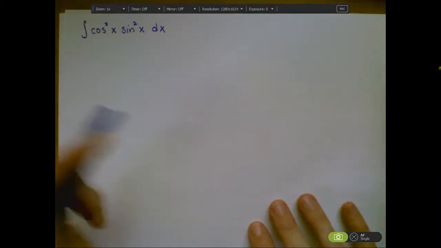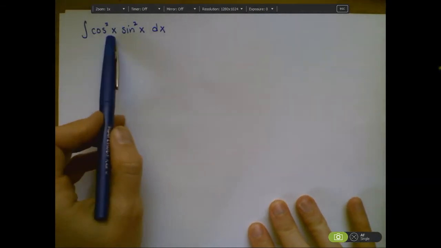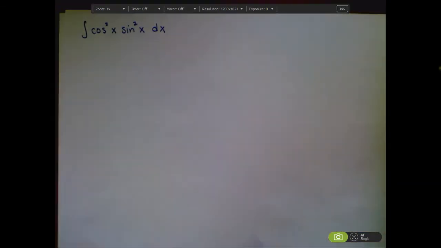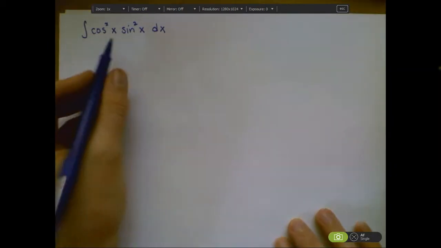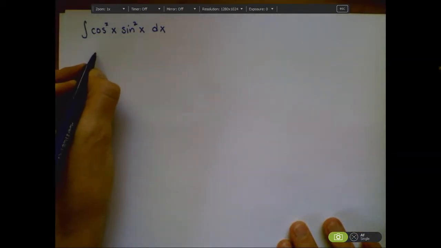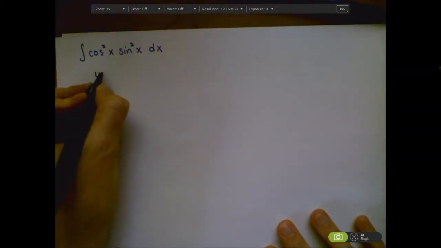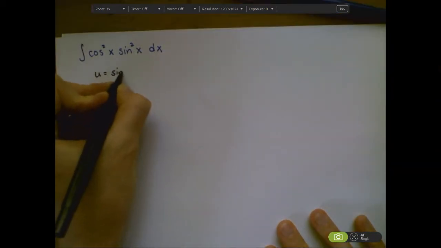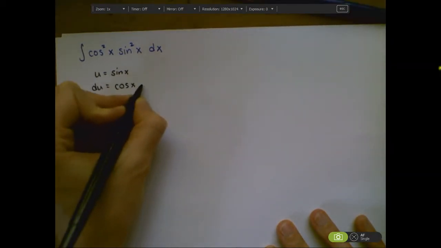So let's finish off with a tricky example. This last one is the integral of cosine squared x sine squared x dx. And this is one that you might think you would want to do a u substitution. So let's start off. Maybe I'll use my black pen to differentiate. Let's set our u equal to sine of x. Then our du would be cosine of x dx.